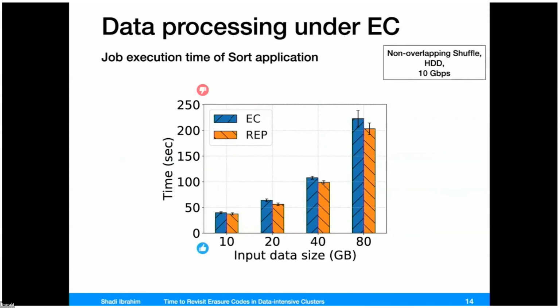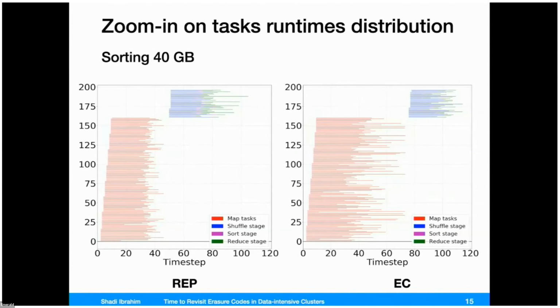I will start by presenting the job execution time of the sort application with non-overlapping shuffle, which is a similar configuration to Spark. We can see that replication has better performance than EC when increasing data set sizes. To understand the difference, we look in more detail at the execution of the application. Here are the timelines of map and reduce tasks when sorting 40 gigabytes of data. First, as expected, and similar to the case of concurrent writes, the reduce phase takes longer under replication, and this is expected as more data have to be written to disks.